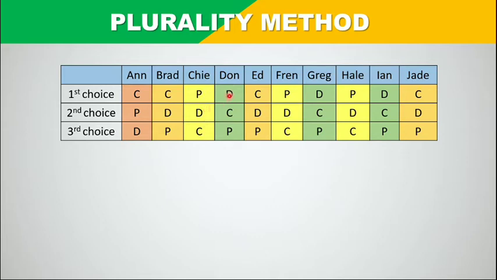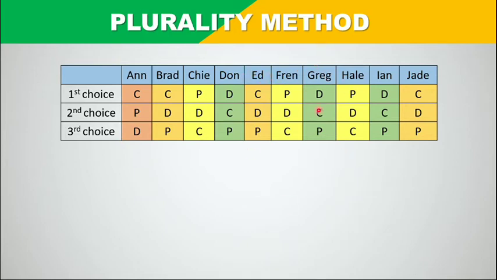Now for the green one, we have Don, Greg, and Ian. Their first choice is Davao, D. Their second choice is Cebu, C. And their third choice is Palawan, P. And we only have one colored red, because Anne is the only one who voted Cebu as her first choice, Palawan as her second choice, and Davao as her third choice. We colored the table so that you will be able to recognize their groups easily.